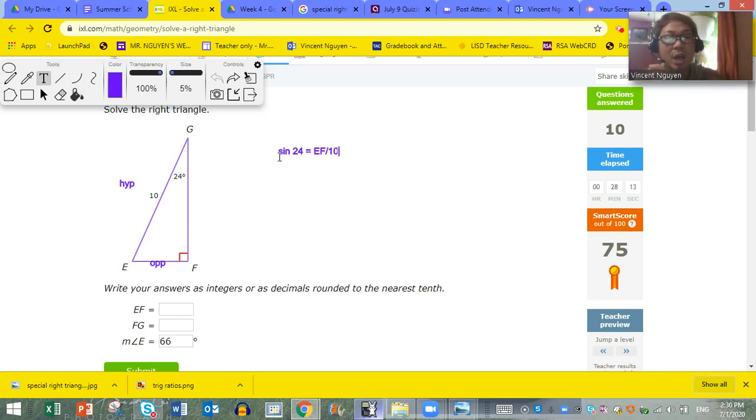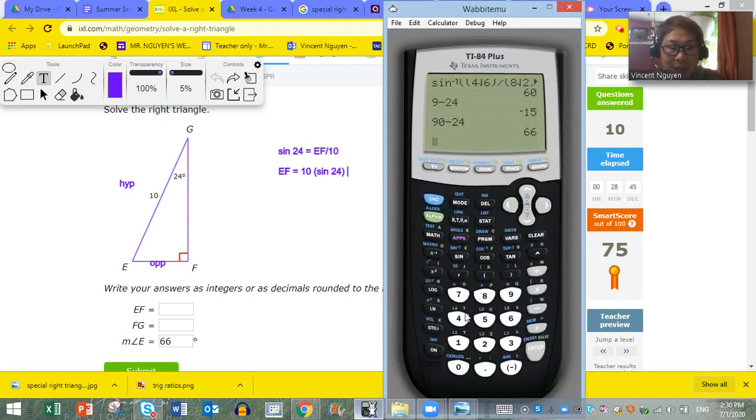Then I'll do my cross product, which gives me EF equals EF times 1, which is EF. So EF equals 10 times sine 24 degrees. You can type this into your calculator and it will give you an approximation of how long segment EF is. According to the directions, we can round it to the nearest tenth, which is 1 decimal. So let's type this in: 10 and then sine 24 degrees.